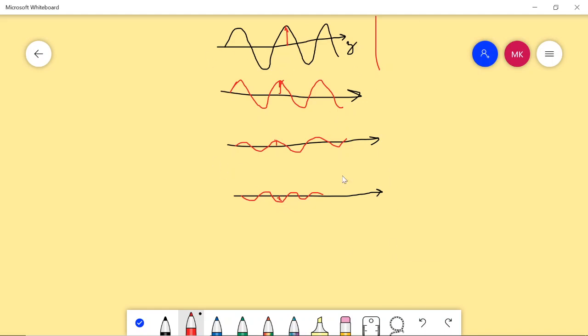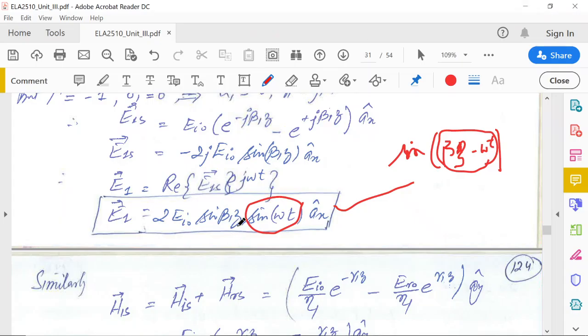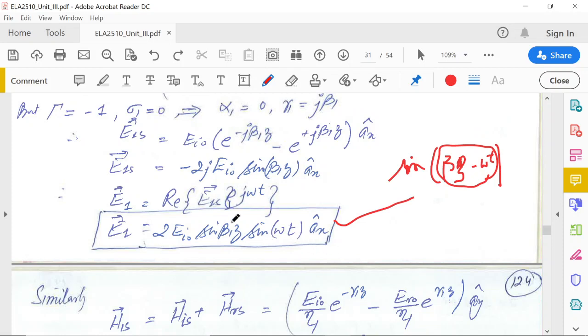So this type of wave is called a standing wave. Here the resultant electric field will look like a standing wave. This is not moving, so we call it a standing wave.